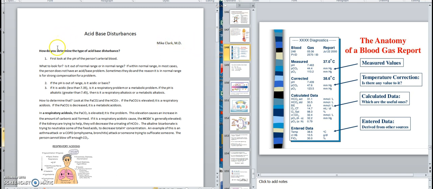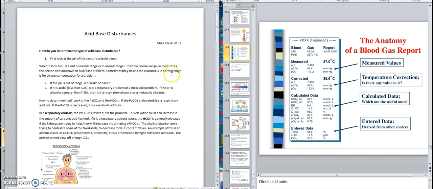How do you determine the type of acid-base disturbance? First of all, you look at the pH of the person's arterial blood. Here would be an arterial blood gas report, and there's the pH right there. What do you look for? Is it out of normal range or in normal range? If within normal range, in most cases, the person does not have an acid-base problem.